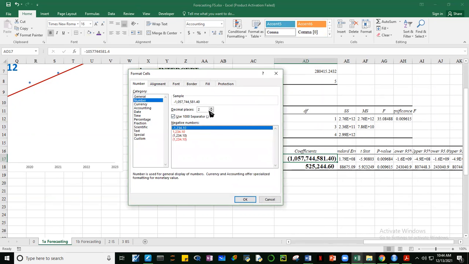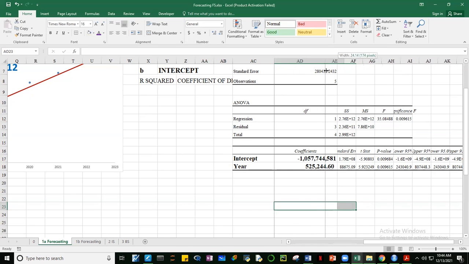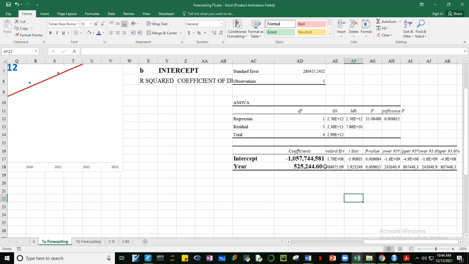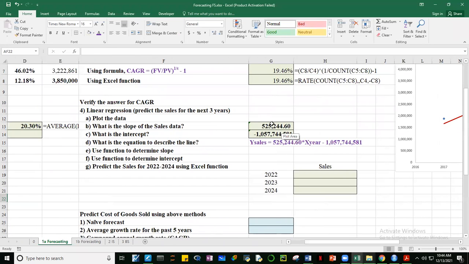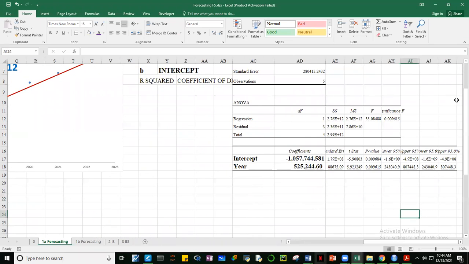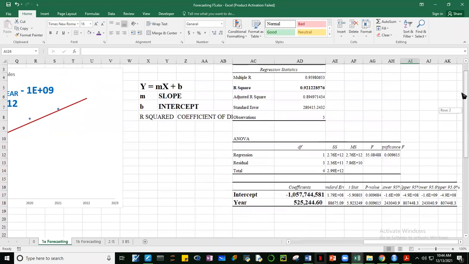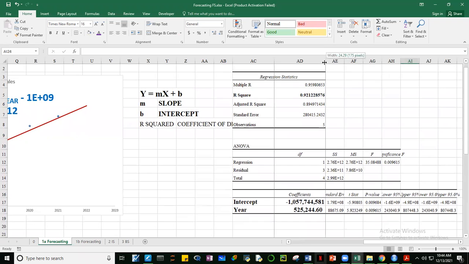Let's put it in decimal places. And it's exactly the same, guys, as the figures we generated for the intercept and the slope. Okay? So the others here, guys, we're not going to look into that. That will be discussed in your future subject.